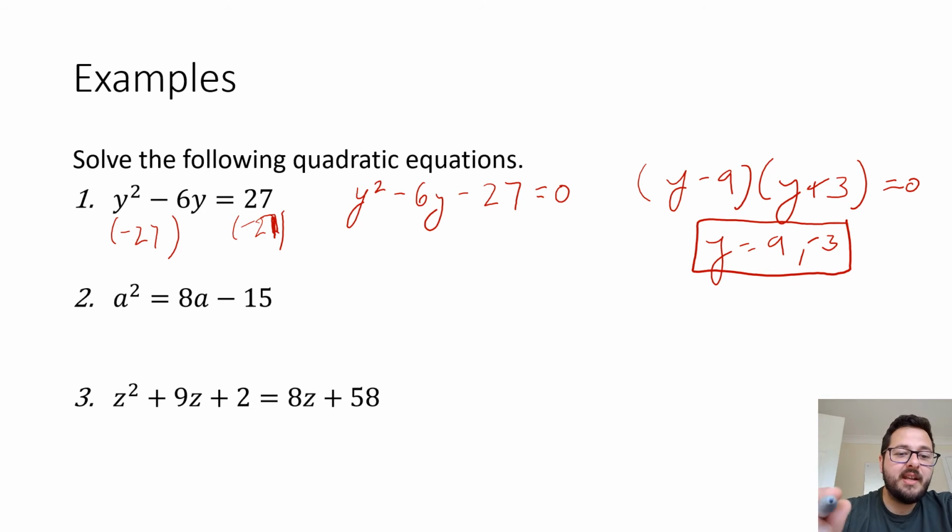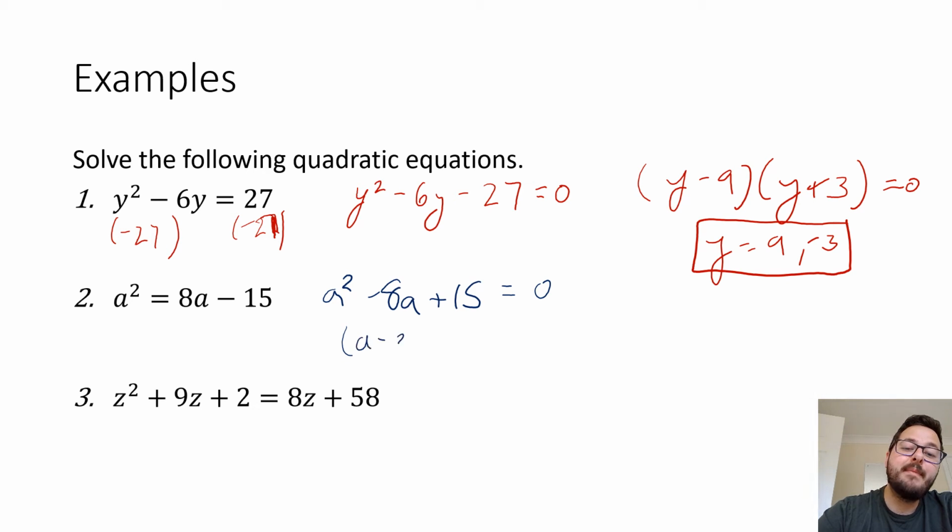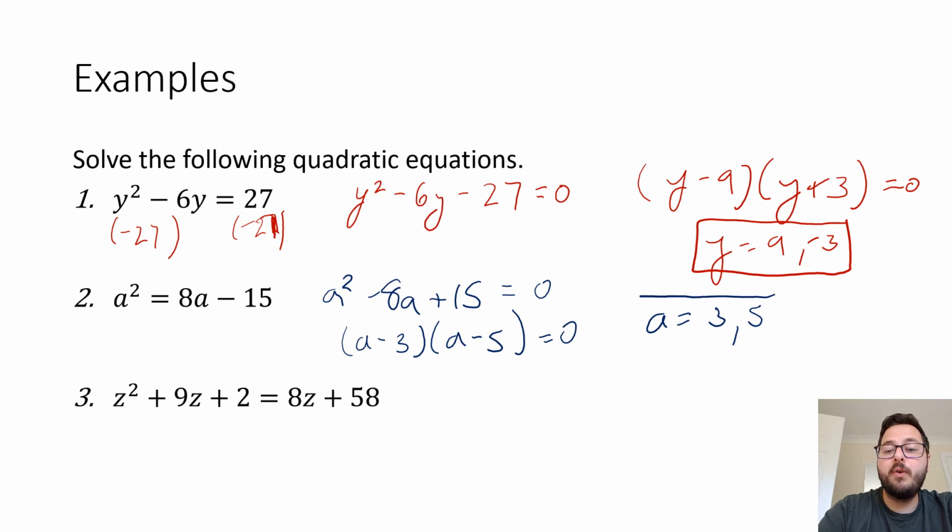Next one then, a squared equals 8a minus 15. So let's get everything on the left. So we've got a squared, we'll take away the 8a, and then because it's minus 15, we'll add 15, and that equals 0. Then we can factorise that. So what's that going to be? I think that's going to be a minus 3, a minus 5 equals 0. So a is going to be, swap the signs, 3 or 5.